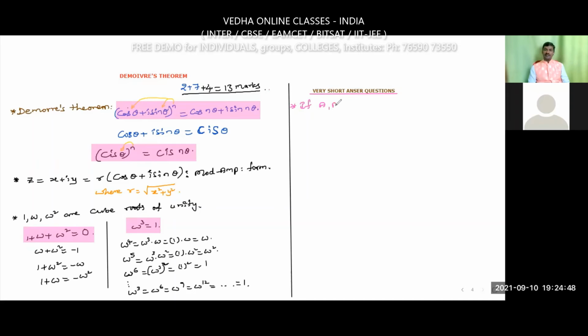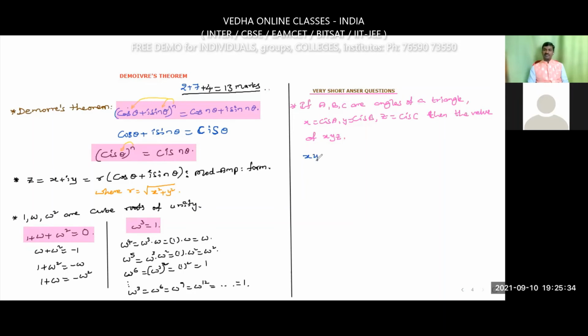If A, B, C are angles of a triangle, and x is equal to cis A, y is equal to cis B, z is equal to cis C, then what is the value of x into y into z? This is the question here.